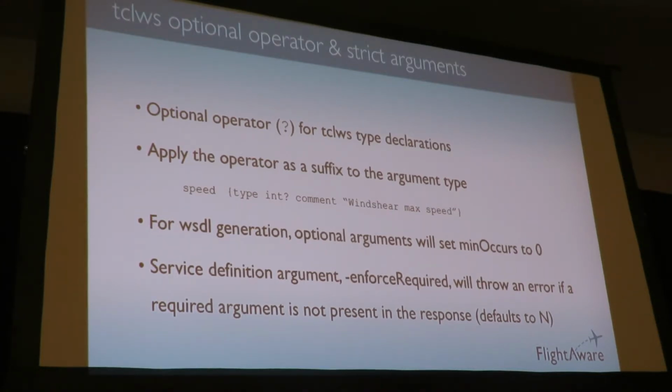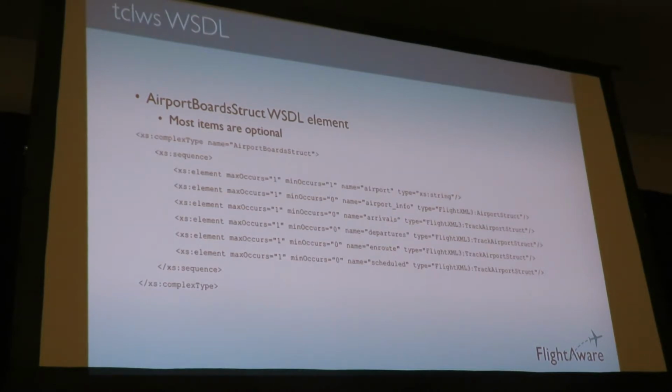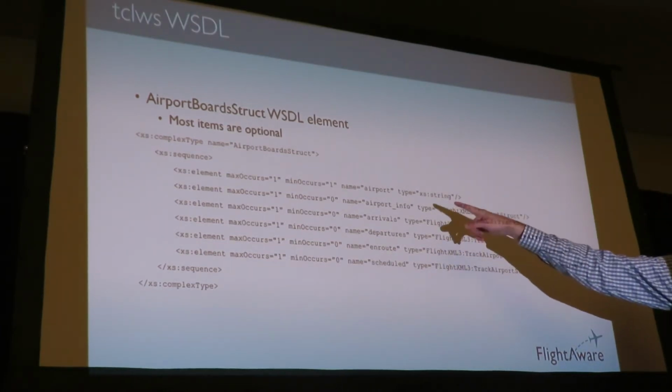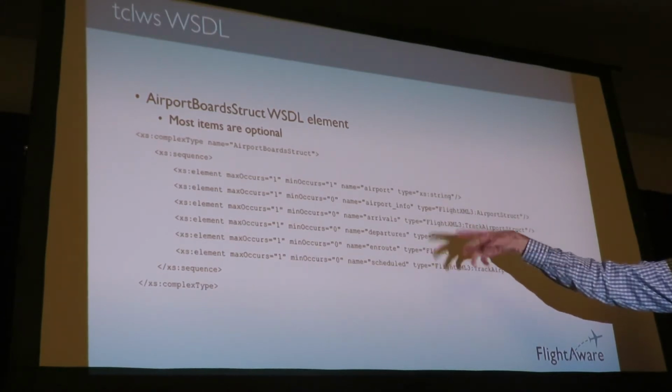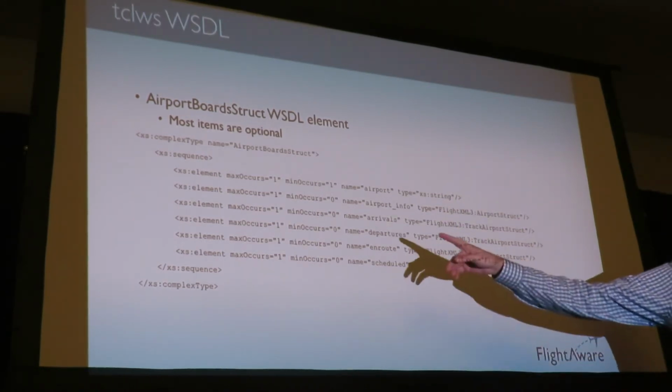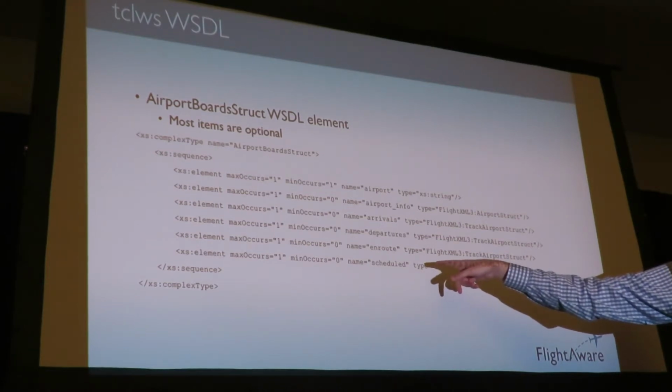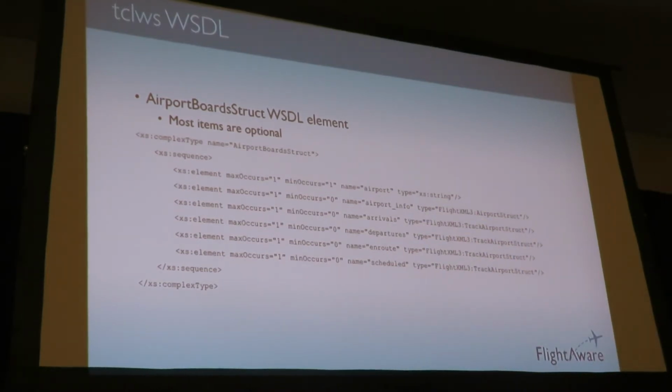Yeah, so for example, if you have an array type, you type int with the brackets for the array, and you could still specify the question mark, and that would set your bounds as a min occurs of 0 and unbounded max occurs. So here's an example in our airport board struct. Most of these items, arrivals, departures, en route, schedule, are declared as optional because the user can specify that they only want one or two, whatever combination of them. So they end up with a min occurs of 0.